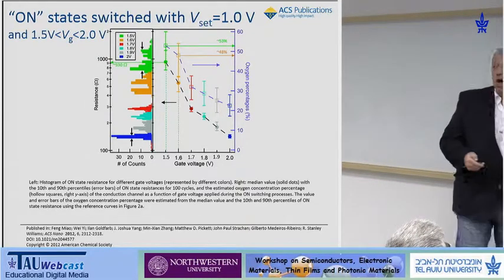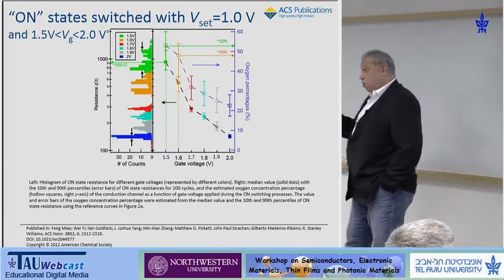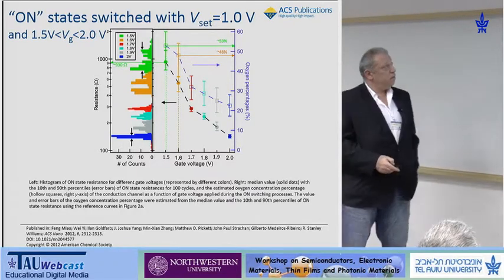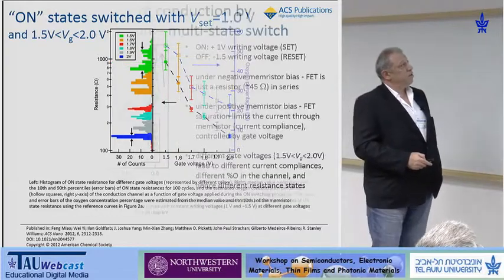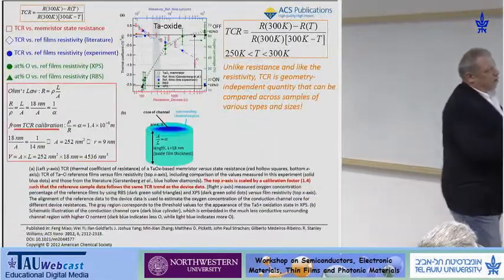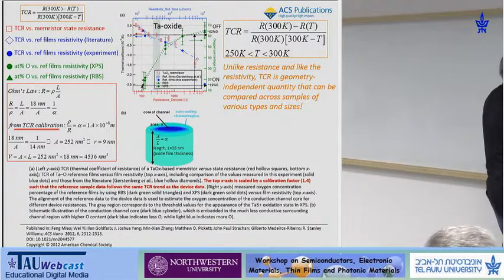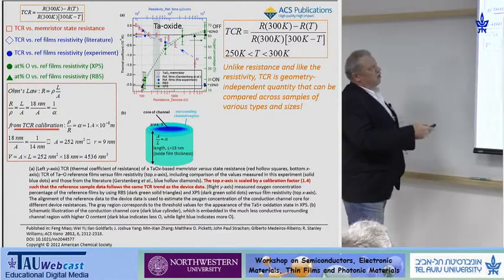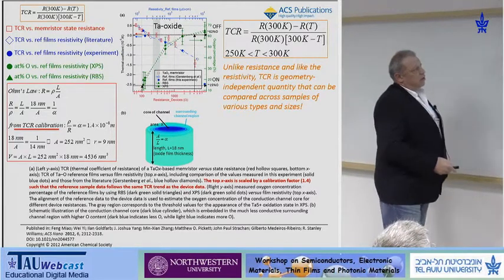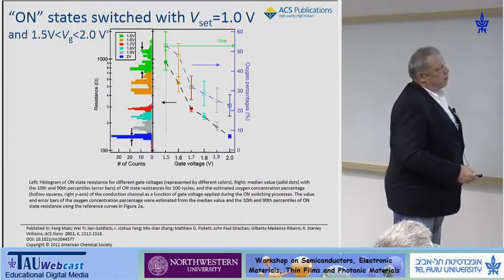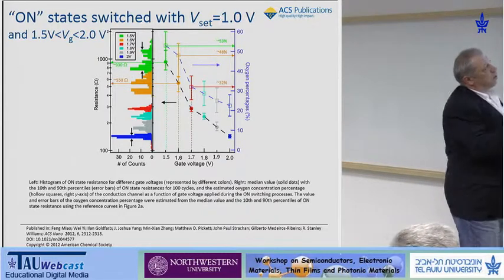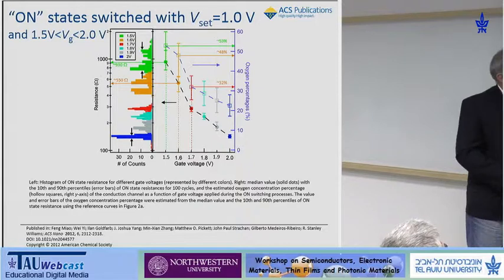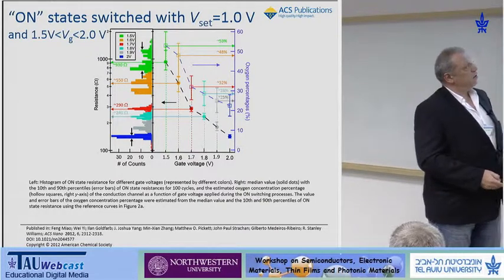We can actually count how many atoms we have in the channel if we know the shape and the volume of the channel. We assumed here, for the sake of simplicity, a simple cylindrical channel. This is the core. This is the oxygen reservoir, namely the oxide. And we can find the scaling factor here. By doing that, we can see how the resistance corresponds to the percentage of oxygen in the channel for every state that we can see here.